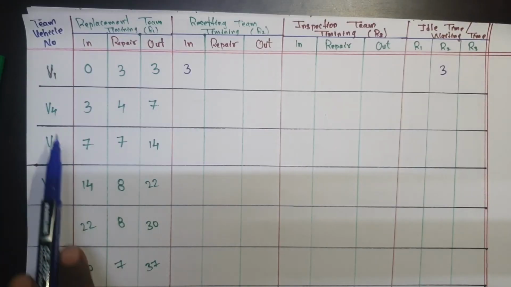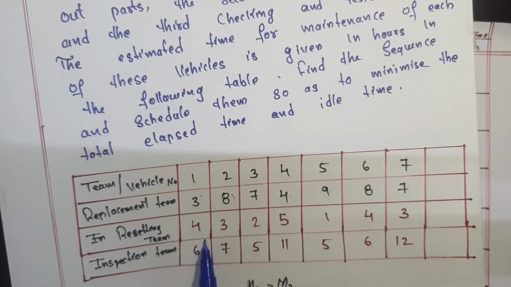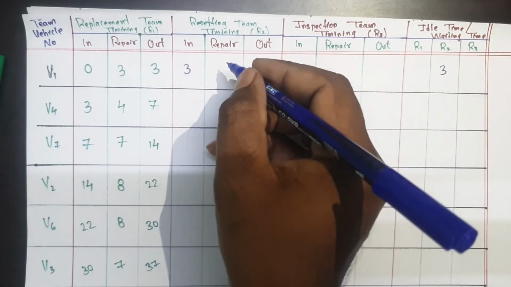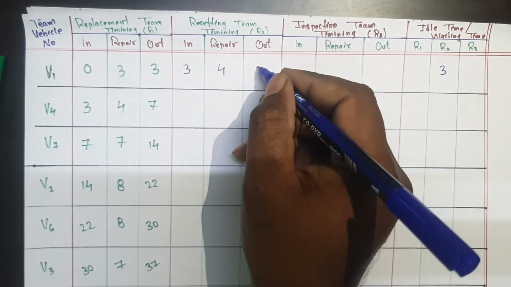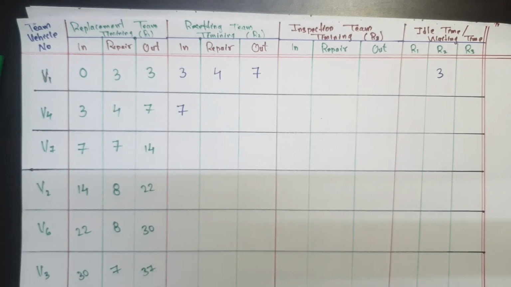So here, what is the value given? V1. As you can see here, what is the value here? 4. So here you can write the 4. So the sum of this one should be 7. 7 you can transfer here.